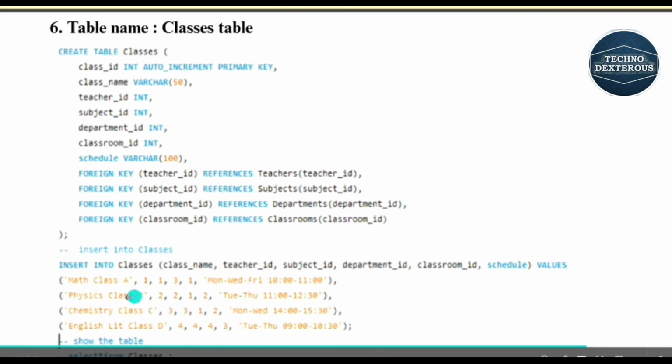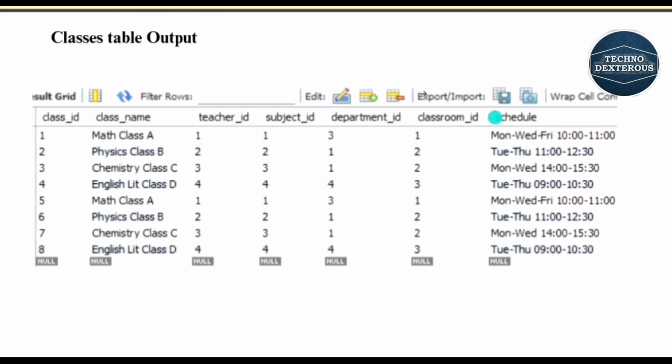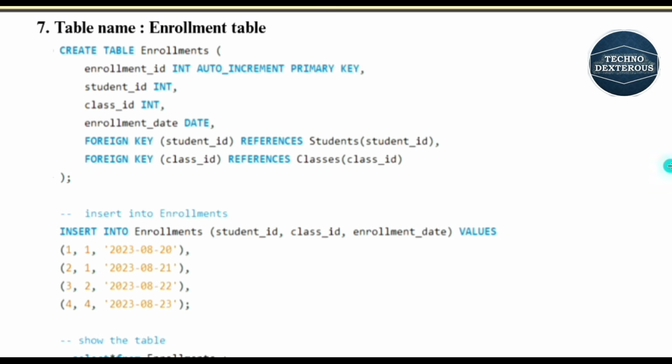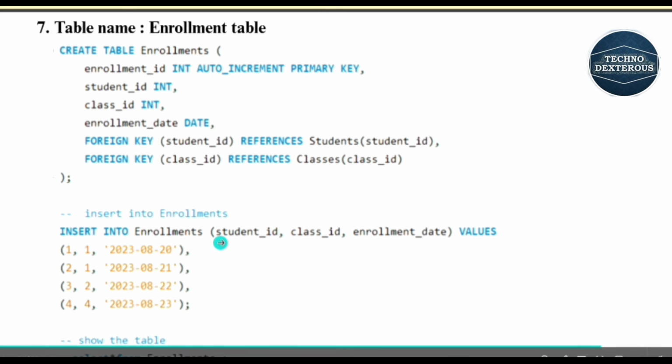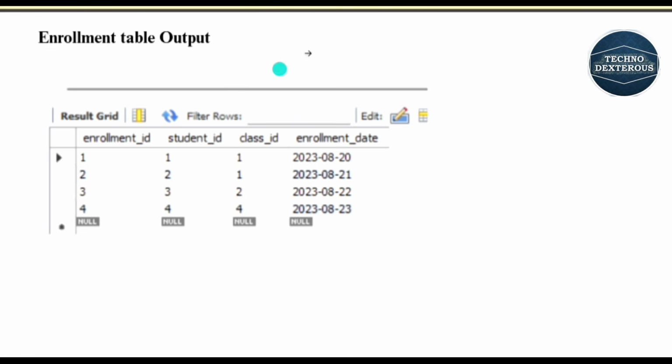Here we are inserting the overall values of these fields, and here we can easily see the output of the classes table. Then table number 7 is the enrollment table. Here the enrollment table has enrollment ID, auto increment primary key, student ID and class ID. Student ID is a reference to the student table, and class ID is a reference from the class table. Here we insert the values in the table, and here we can see the output of the table.